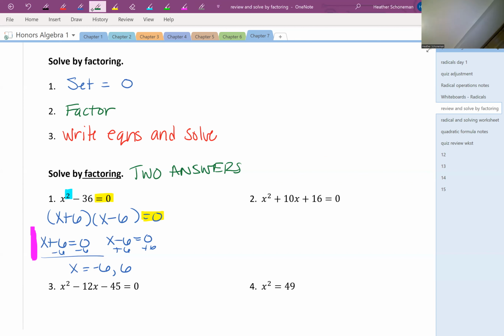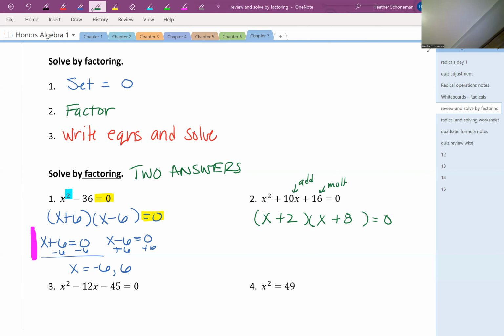Okay, let's try it again. Step 2, it is set equal to 0. Step 3, factor. It's a trinomial. The leading coefficient of 1. I go straight to my 2 parentheses. I'm looking for 2 numbers that multiply to 16 and add to 10. Those 2 numbers would be 2 and 8. So I have x plus 2, x plus 8.